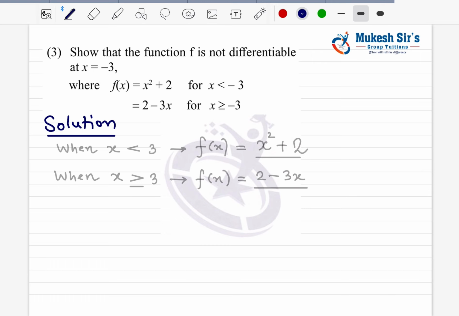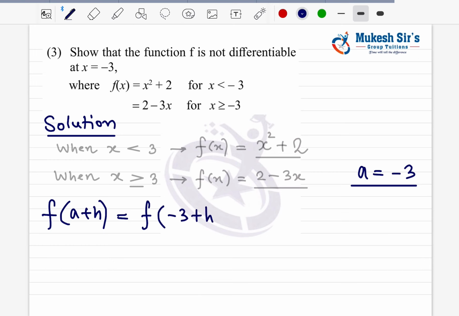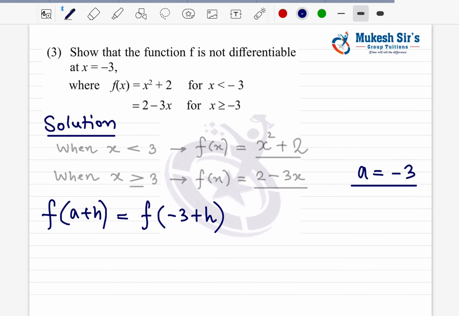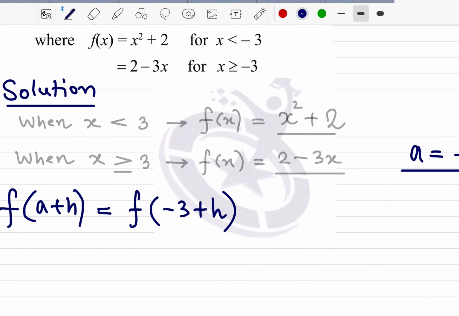Okay. So हम लोग को फॉर्मूला के लिए क्या चाहिए? f of minus 3 plus h. So पहला we find f of a plus h. यहाँ पे a का value is minus 3. You have to check the differentiability at x equal to minus 3. So this becomes f of minus 3 plus h. Right? Now how do I find f of minus 3 plus h?